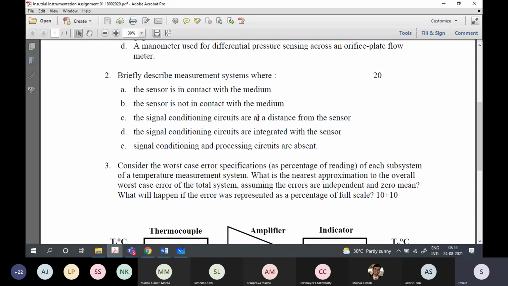Signal conditioning circuits are at a distance from the sensor. Signal conditioning circuits are integrated with the sensor. Signal conditioning and processing circuits are absent. Can you say a sensor where signal conditioning and processing circuits are absent? Light detector. Yeah, like a photodiode, something like that. But a photodiode will require a power supply, right? Sir, a clinical thermometer. Yes, clinical thermometer. Correct.